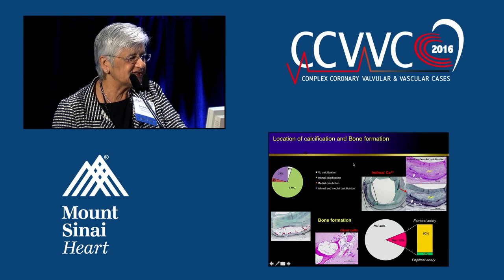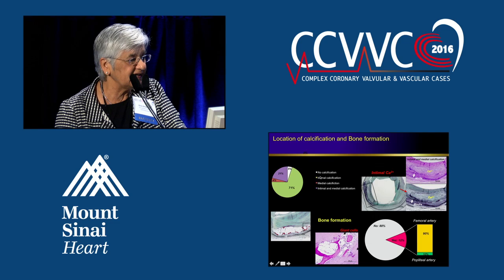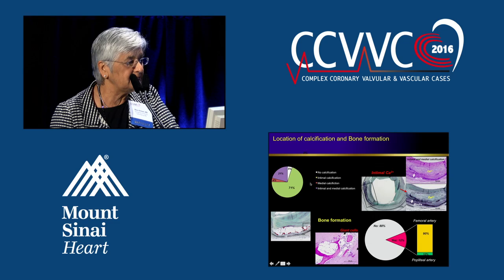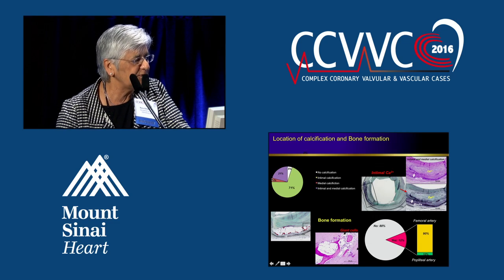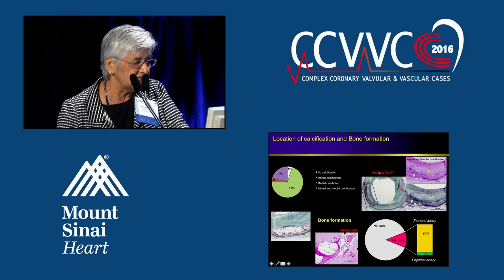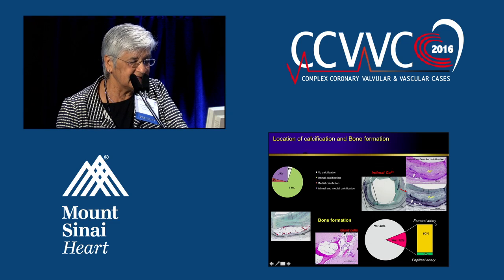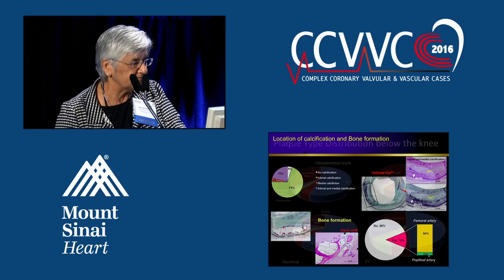So here's location of calcium and bone formation. You can see here no calcification. Overall, there is intimal calcification seen in green, medial calcification in red, and intimal and medial calcification. A good quarter of the arteries will show you intimal and medial. Pure medial is unusual. And then if you look at bone formation overall, bone formation was seen in 12%. And this is in the femoral much more as compared to the popliteal artery.